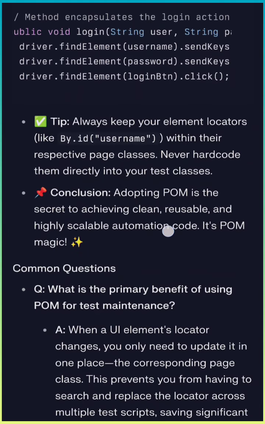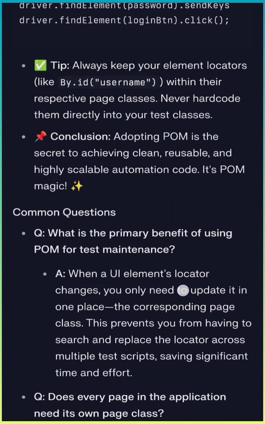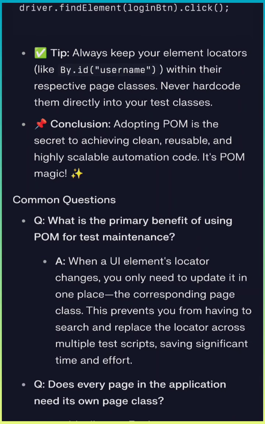Never hardcode them directly into your test classes. So conclusion: adopting the POM is the secret to achieving clean, reusable and highly scalable automation code. It's a POM magic. So common questions: what is the primary benefit of using the POM for test maintenance?